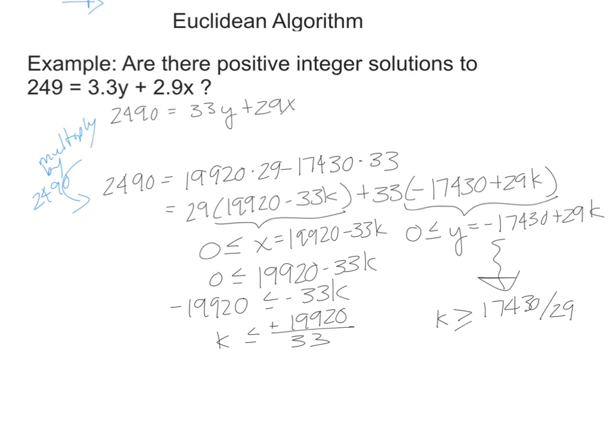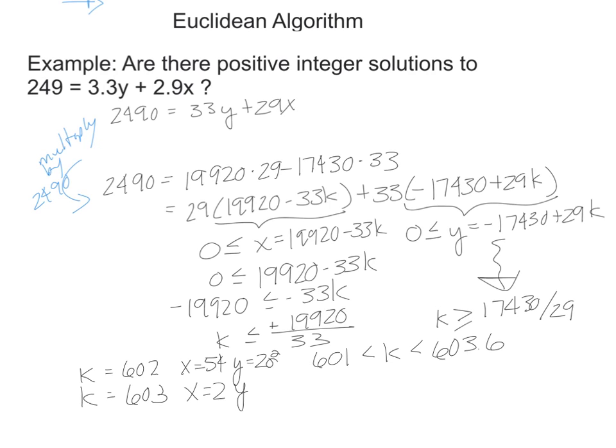Now, because we want k to be an integer, essentially what we have is k is going to be some number between 601 and 603.6, which means that k can equal 602, in which case x is equal to 54 and y is equal to 28, or k is equal to 603, in which case x is equal to 21 and y is equal to 57.